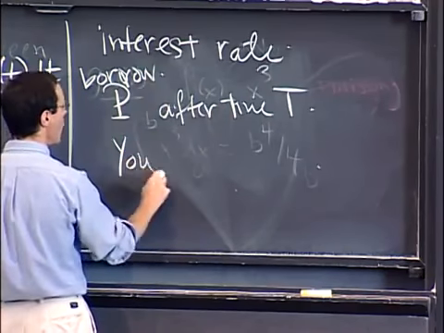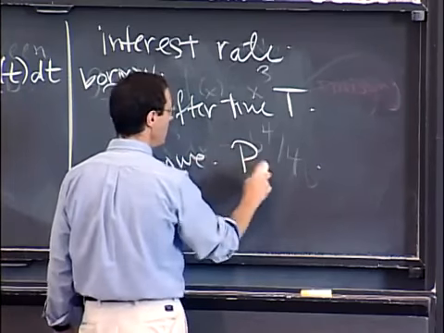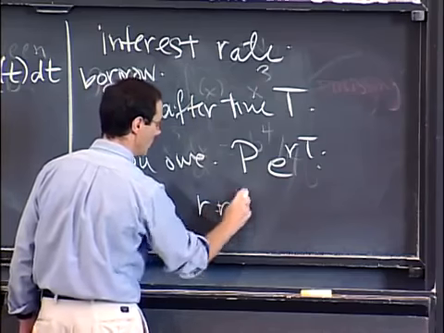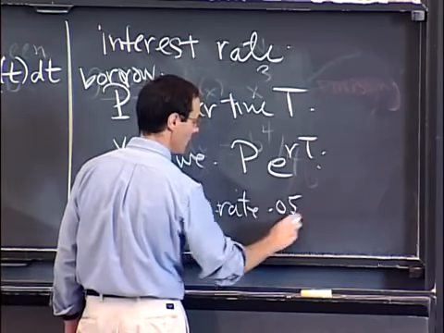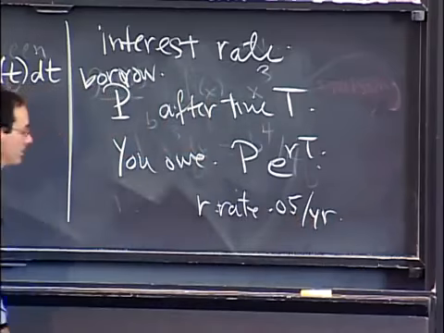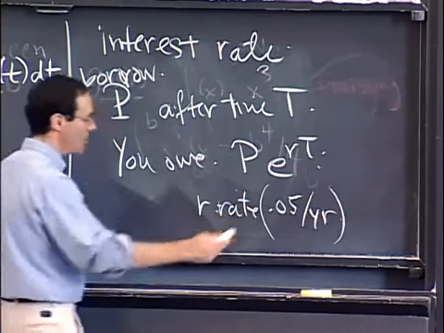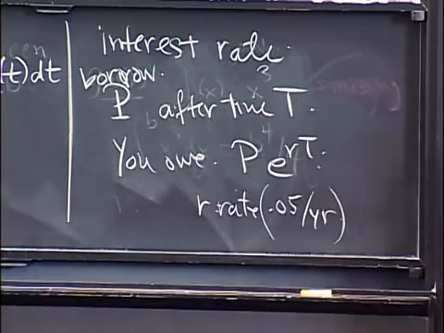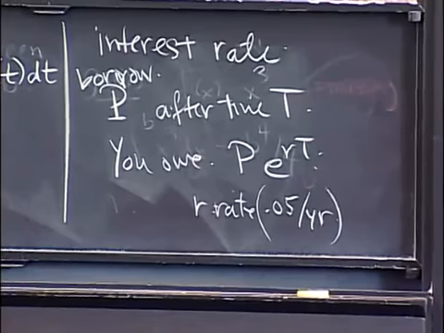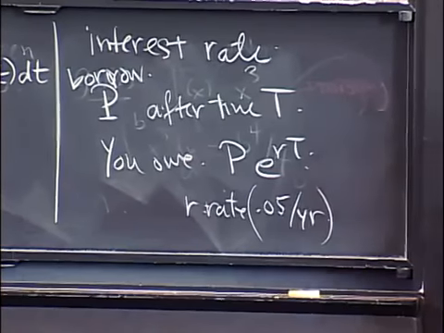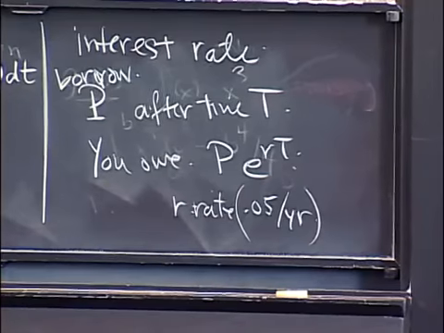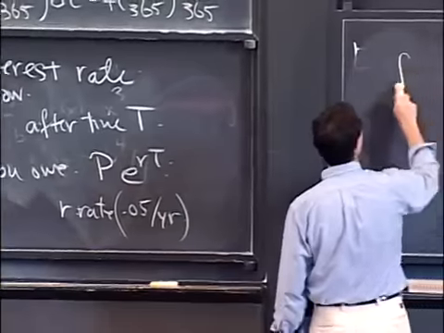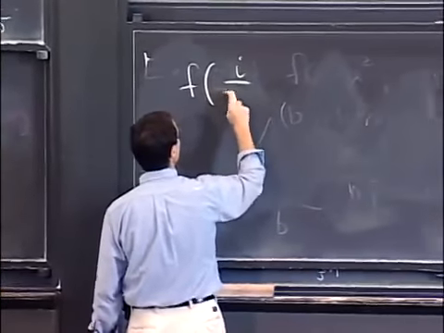After time T, you owe P times e to the rT, where r is your interest rate, say 0.05 per year. Okay? That would be an example of an interest rate. And so, if you want to understand how much money you actually owe at the end of the year, well, you borrowed these amounts here.